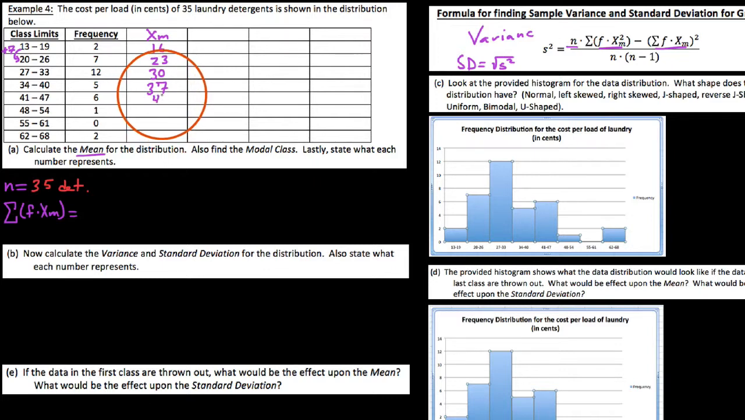This would be 44. And then we add 7 to that, we get 51 cents. Add 7 to that, we get 58 cents. And add 7 to that, we get 65. And I always like to check to see if these numbers or values are reasonable with my classes here, and it looks like they are.